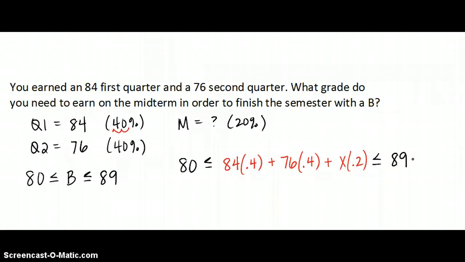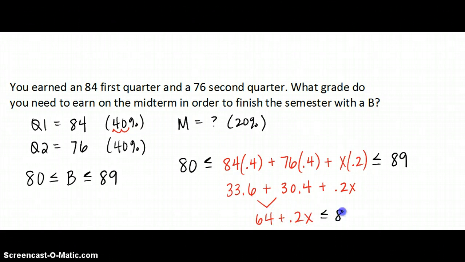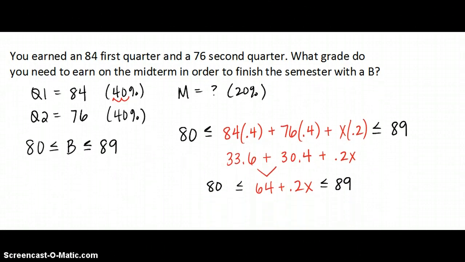I'm going to take my 84 and multiply it by 0.4. That gives me 33.6, plus 76 times 0.4 gives me 30.4, plus, and I'm just going to move these around so they look a little bit more normal, 0.2x. So what's 33.6 plus 30.4? If we combine these two, we get 64 plus 0.2x. And again, let me rewrite my boundaries. We want that grade to be somewhere in the range of a B.